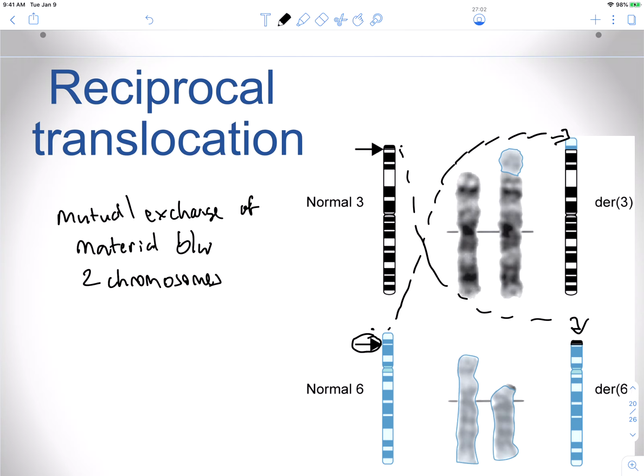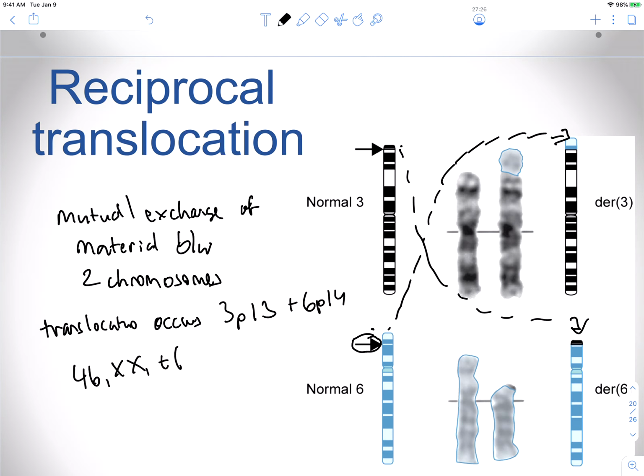So the translocation occurred, for example, at 3p13 and 6p14. Then the karyotype would be 46,XX,t, for translocation, and the translocation is between chromosomes 3 and 6, and the regions are p13 for 3 and p14 for 6. So this would be the karyotype of this individual.